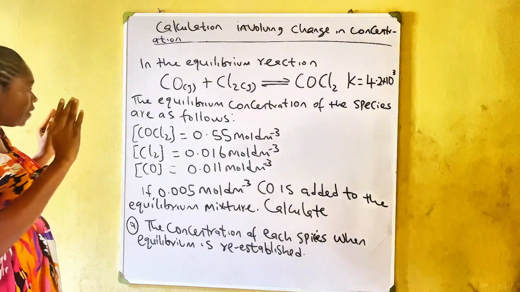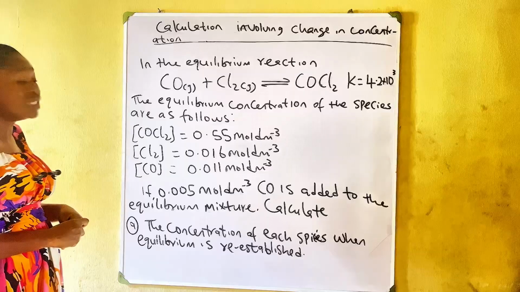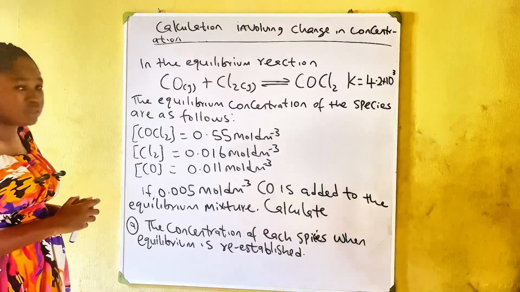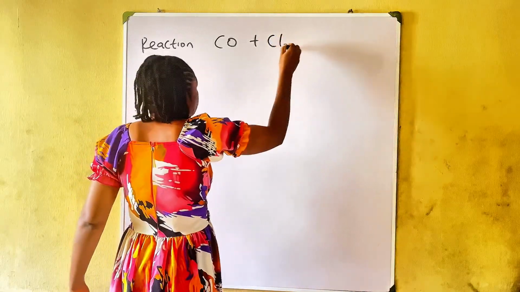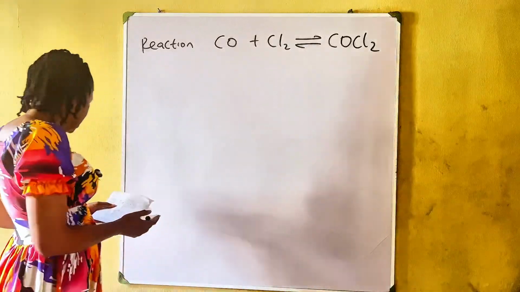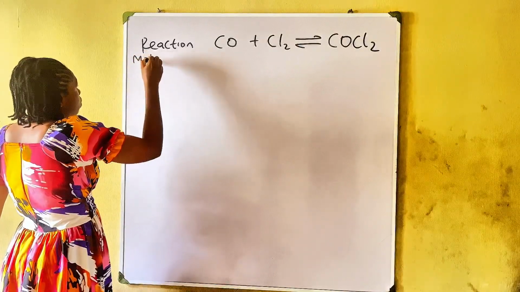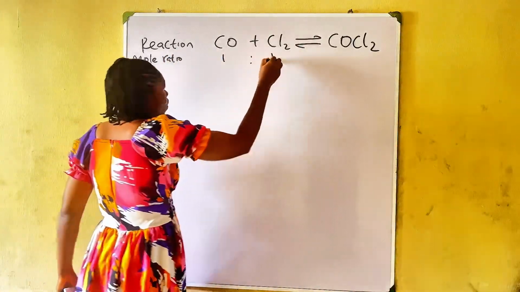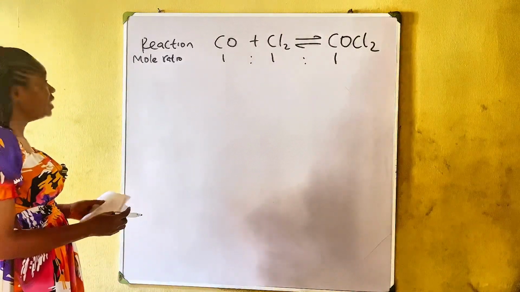Okay, you can pause the video and write this down. This information is better presented in a tabular form, so let me clean the board so I can have a wider space to solve it. The equation for the reaction is CO plus Cl2 to give COCl2. The next thing we're going to look at is the mole ratio. Of course, everything is 1:1:1.